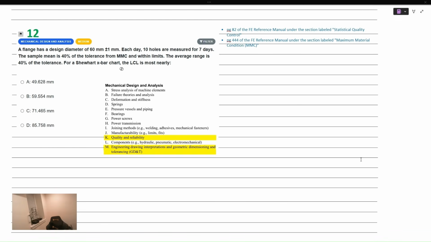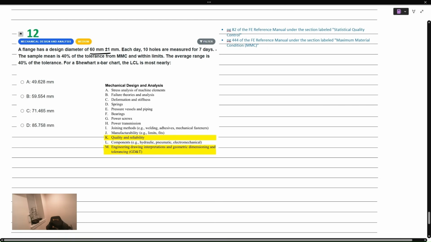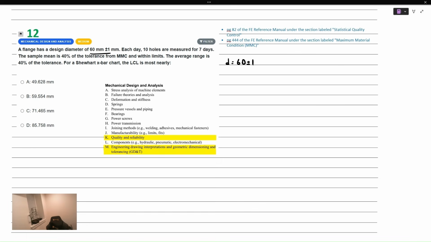In this problem, we have a flange and it has a design diameter of 60 plus or minus 1 millimeter. So the diameter D is equal to 60 plus or minus 1 millimeter. Each day, 10 holes are measured for 7 days. The sample mean is 40% of the tolerance from the maximum material condition, or MMC, and within the limits. The average range is 40% of the tolerance for a Shewhart X-bar control chart. The lower control limit is most nearly.